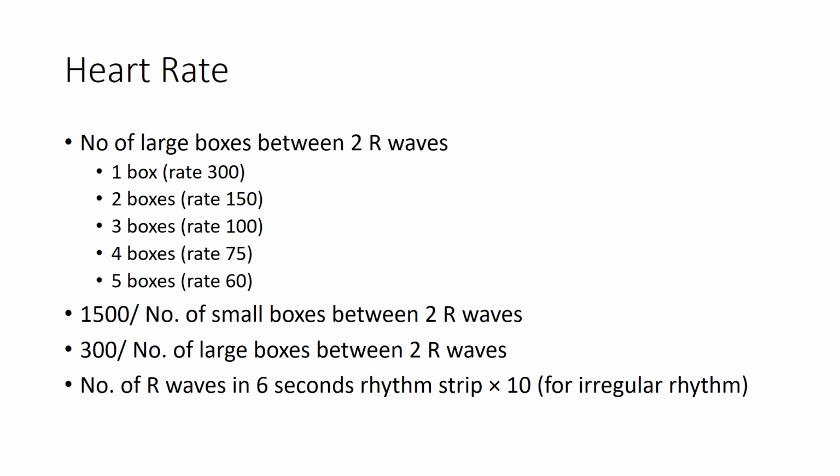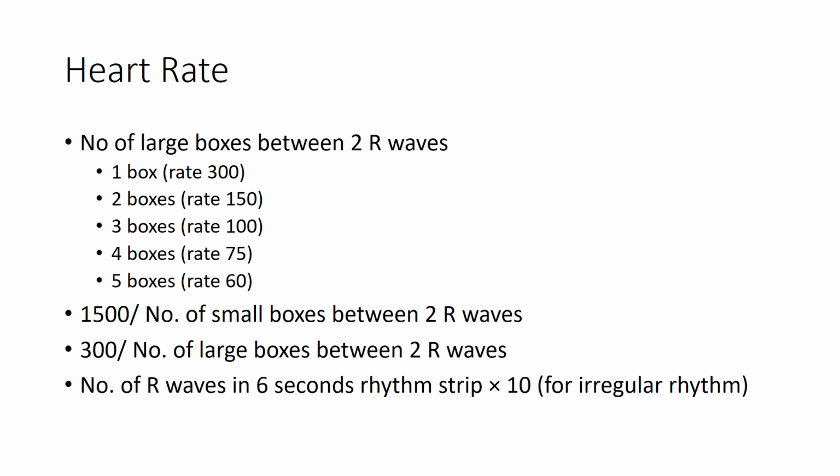The other methods: we can count the number of small boxes between 2 R waves and divide 1500 by the number of small boxes to get the accurate heart rate calculation. In the other way, we can count the large boxes between 2 R waves and divide 300 by the number of large boxes between 2 R waves to get the precise number.